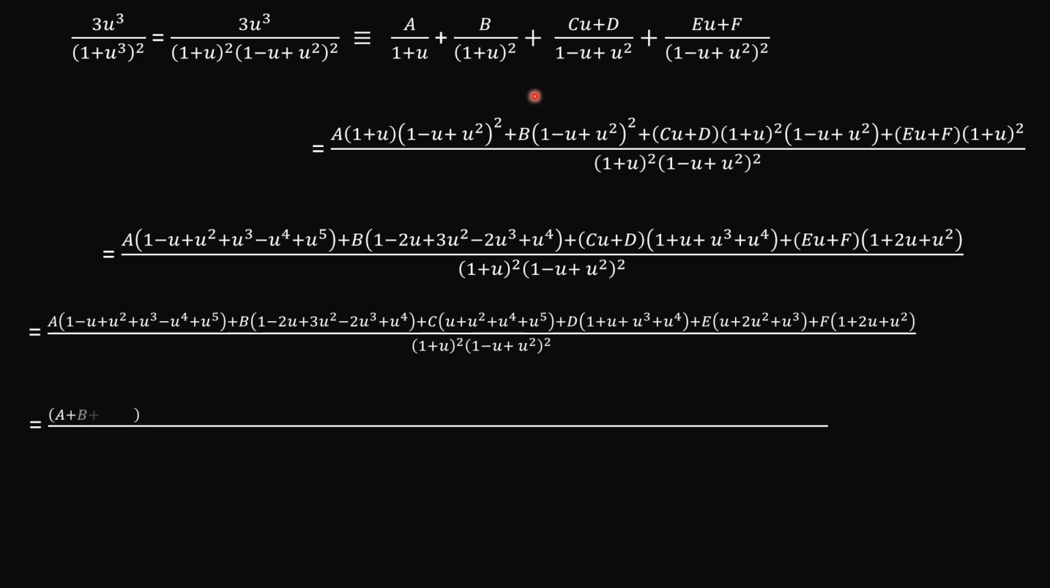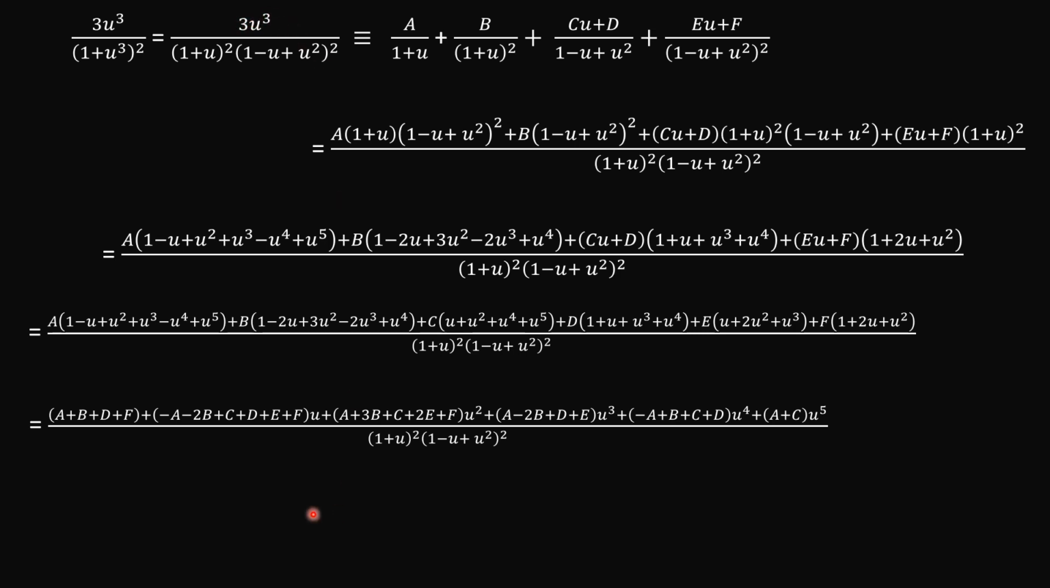Okay, so now for the constant term, A plus B plus D plus F is without the u term, and then for u we would have minus A minus 2B plus C plus D plus E plus F, and then for the u squared we have A plus 3B plus C plus 2E plus F, all the way to u to the power 5.